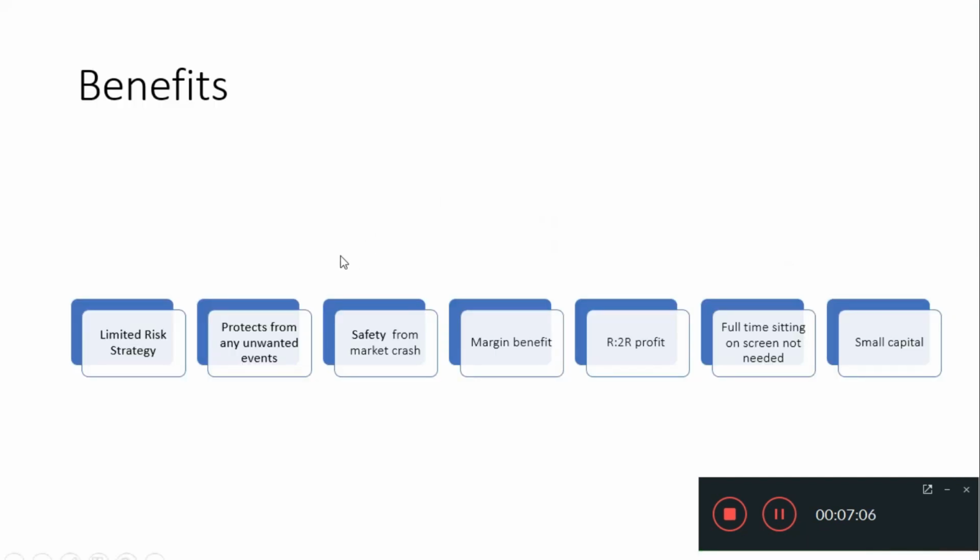Then, it protects you from unwanted events. Suppose in the night there is some black swan event, anything happens, you are always protected because your risk is limited. You know, I am going to lose 2,000 rupees in this particular trade. So it's a limited risk. It will protect you from any kind of events. It's safety from a market crash. Again, if the market crashes for XYZ reason, it's going to protect you.